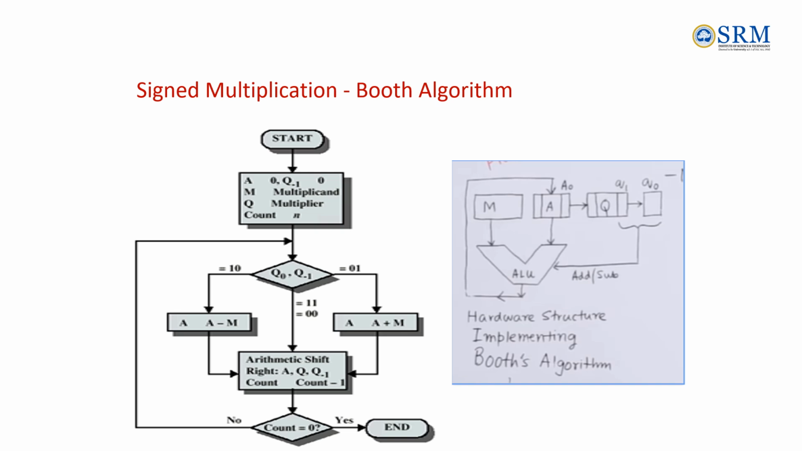If Q naught and Q minus 1 bit is 1 and 1 or 0 and 0, then arithmetic right shift will happen. If it is 0 1, A equals A plus M, then arithmetic right shift. If it is 1 0, A equals A minus M and arithmetic right shift, until count is 0.